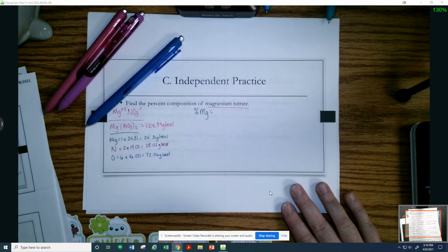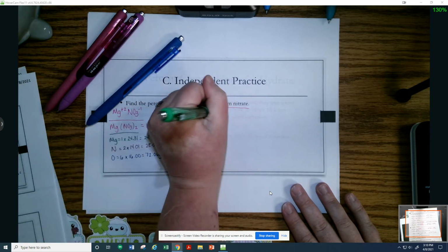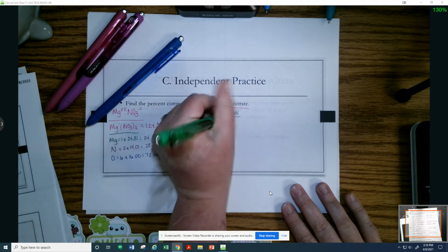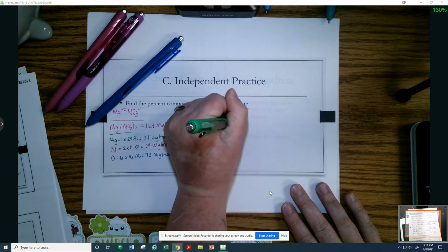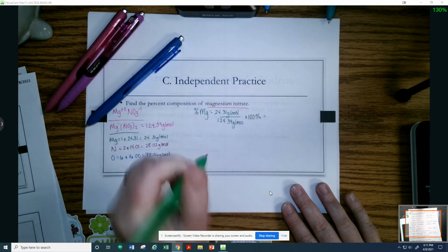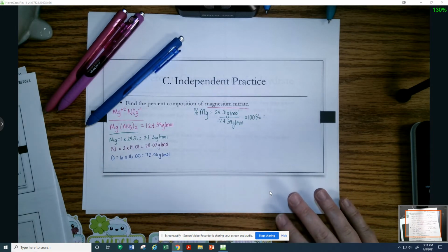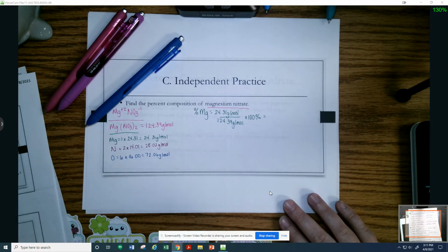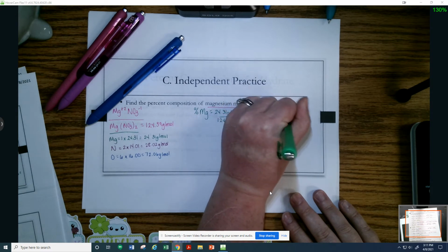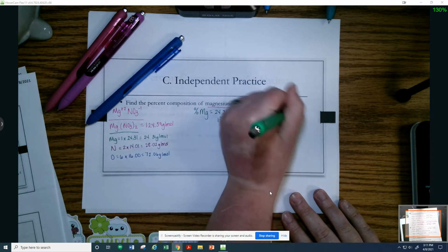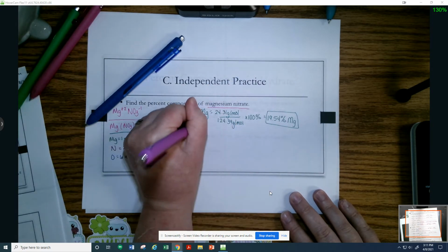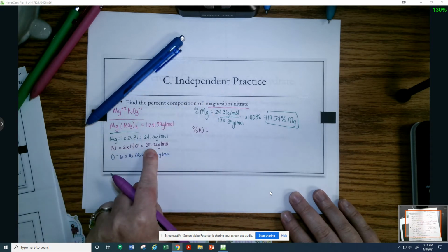Again, it's the part out of the whole, so its part of the mass is 24.31. The whole being the molar mass, so 124.39 times 100%. Again, grams per mole cancels, times by 100%, keeping it to 4 sig figs. We get an answer of 19.54%, and include what it is. It's magnesium. Your next step then is nitrogen, so percent N. Its part is 28.02.